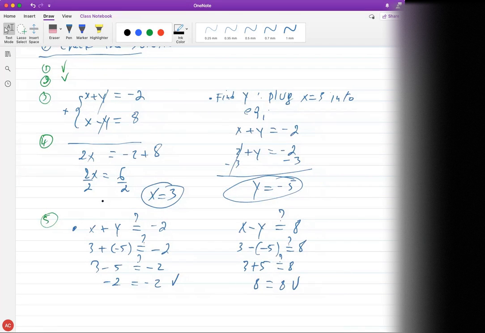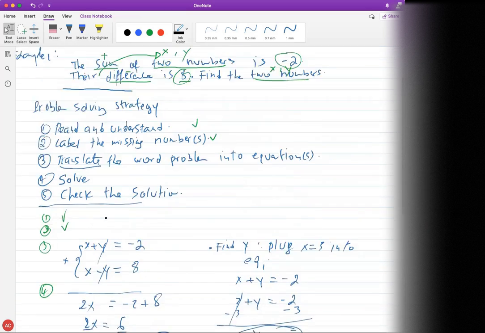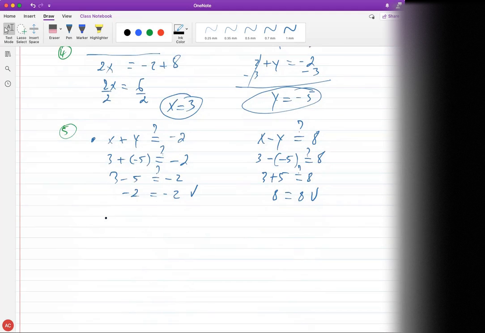Okay, any questions, everybody, about this problem? Everybody, any questions before we move on to another example? All right. No questions. All right, let's do another example here. Let's come up with something.